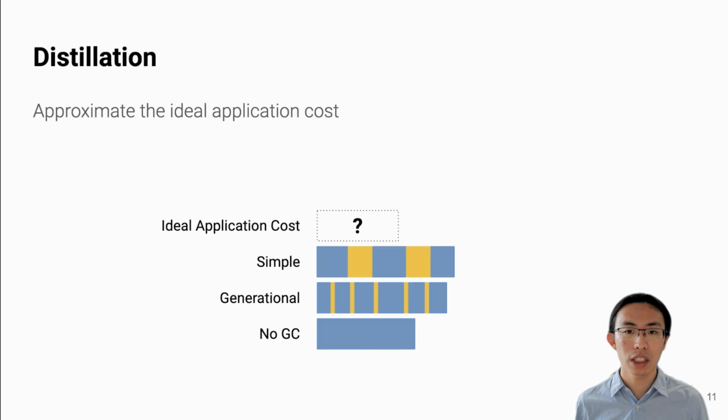Fortunately, we can approximate this ideal application cost. We call this methodology distillation. Just like when you have a mixture of different liquids and you want to remove one, you distill the mixture. The total execution cost is a mixture of GC and application cost, and we are trying to remove as much GC cost as possible. So how do we do that?